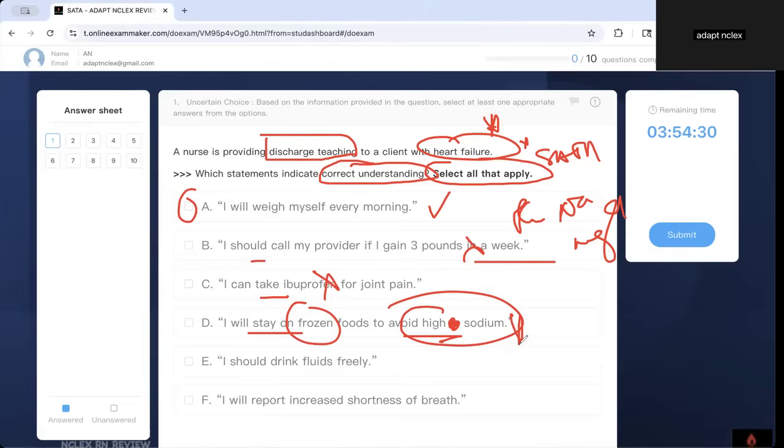I should drink fluid freely. We said fluid is a problem. You can't just drink gallons of fluid. You're going to gain weight. Therefore, that's a problem. Our report increase what? Shortness of breath. I don't even have to give you a reason why, because just by common sense, shortness of breath is an indication of heart failure.